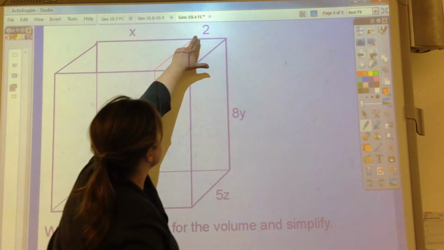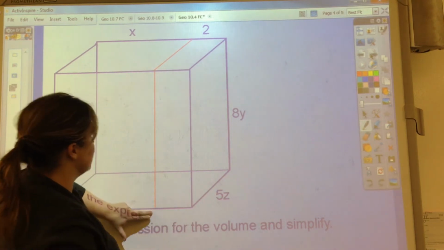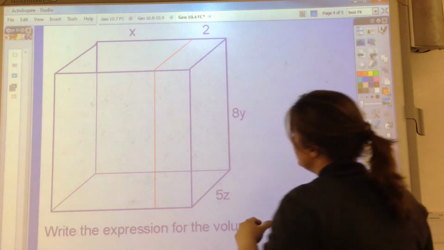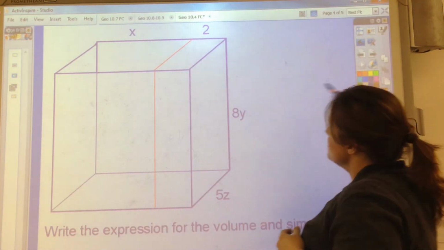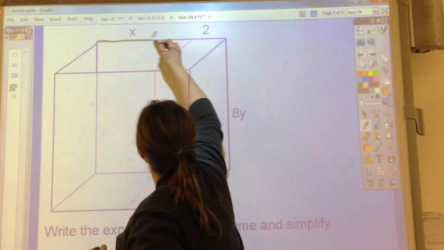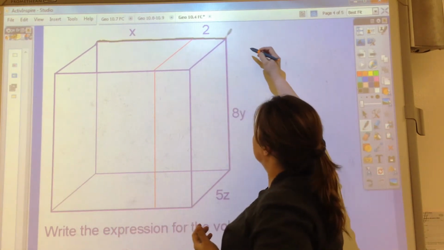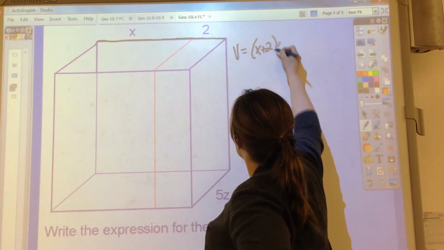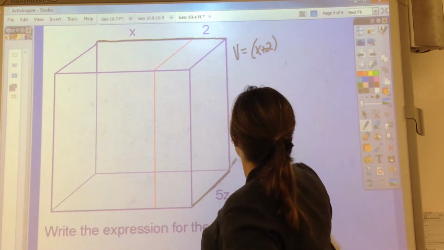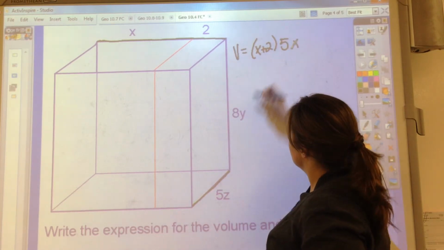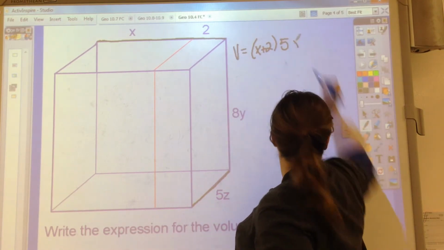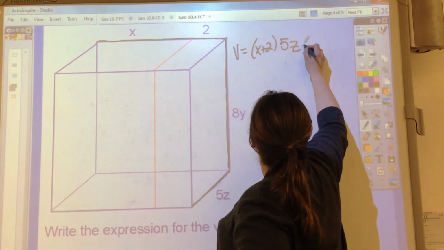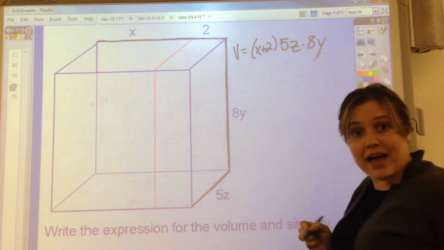And then I've made some extra notes where this line that comes down here has a value of 2, or the width beside it has a value of 2. And so to find my volume, let's first start with the length. I would have x plus 2. My width would be 5z. Oops, 5z. And my height is 8y. Would you agree with that?